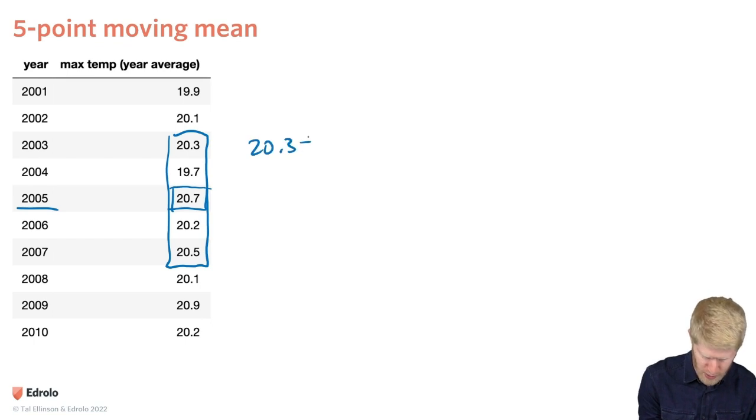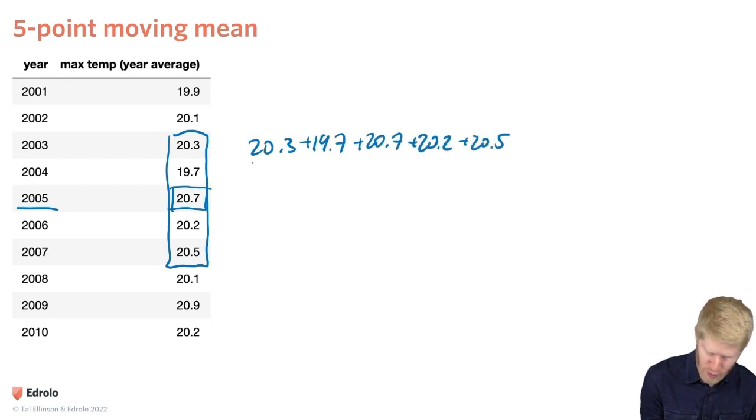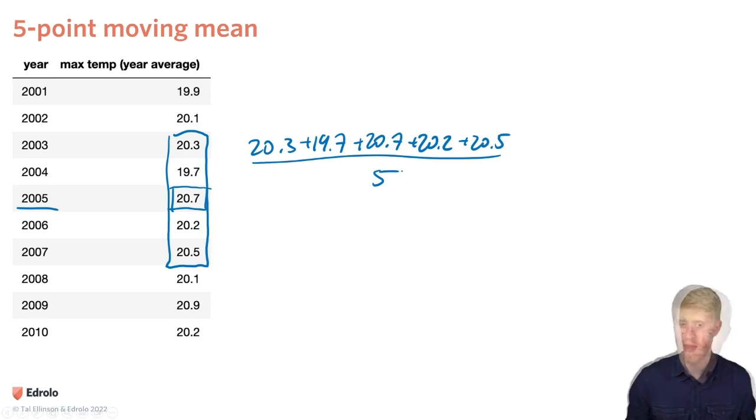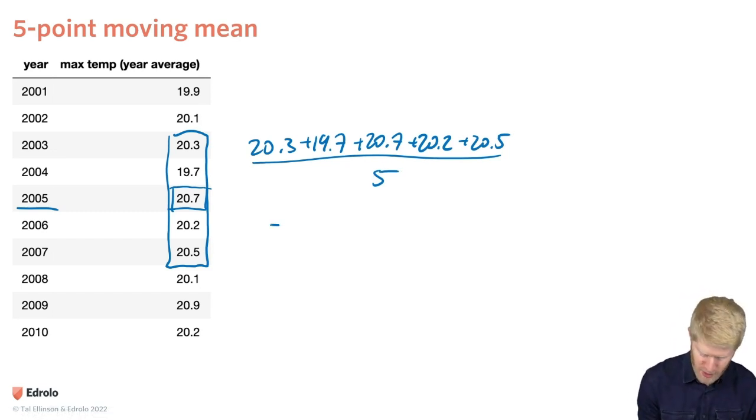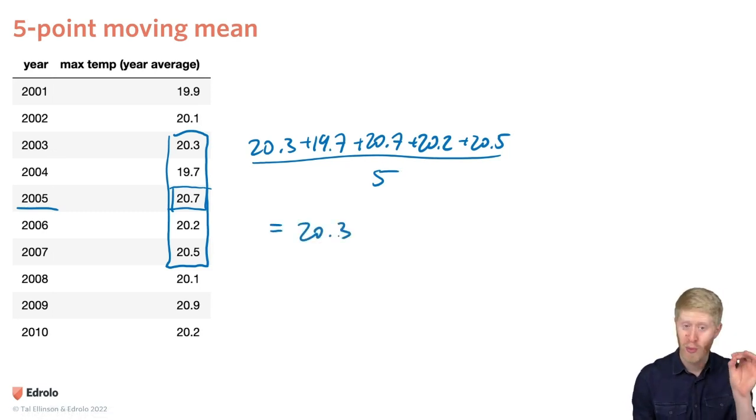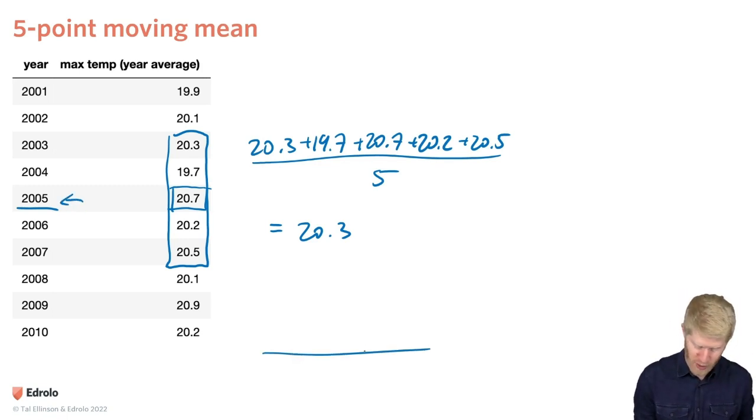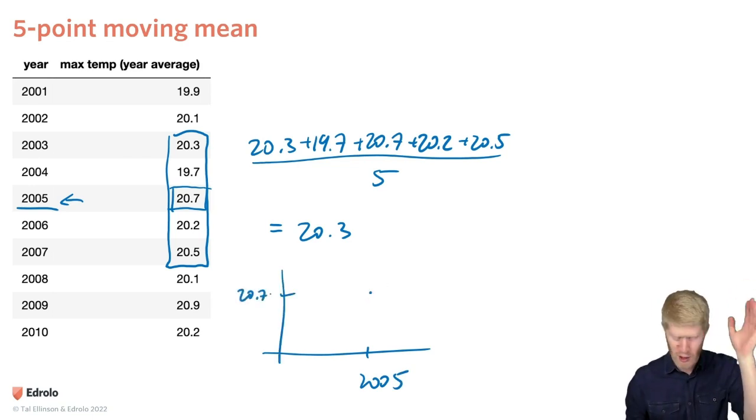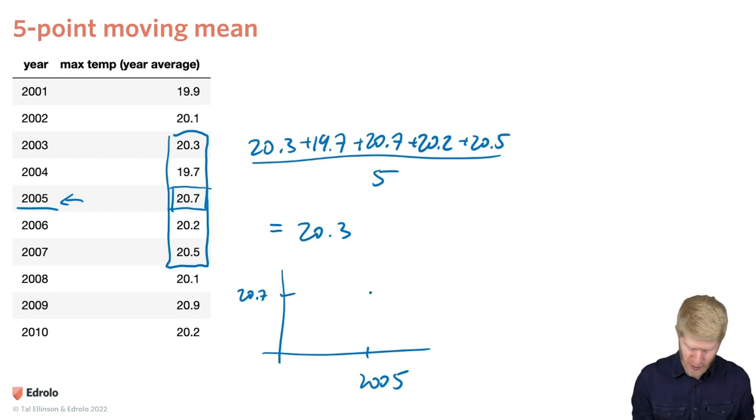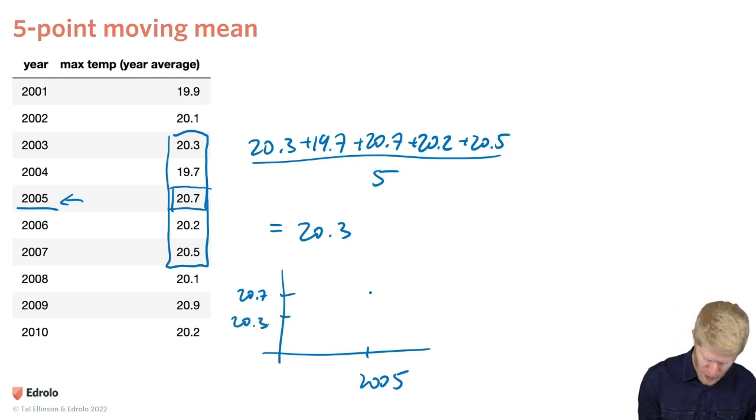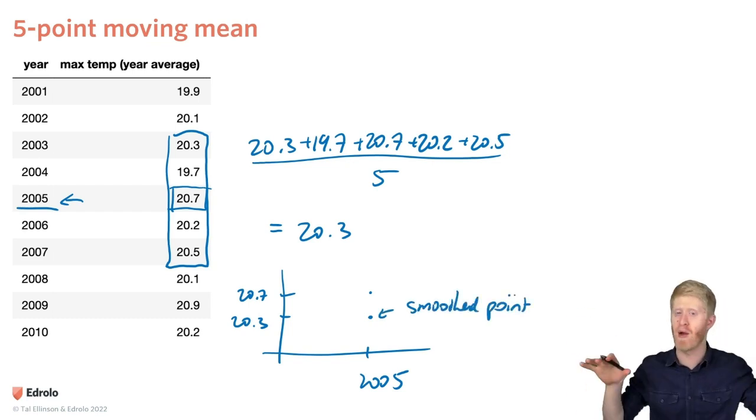We'll go 20.3, 19.7, add them all up, divide them by the number of points, i.e. we're going to take the average, and we get 20.3. So we would replace the point 2005 with a point 20.3, i.e. if there was a graph, previously on the graph, the point was 20.7, but that could be a bit of a fluctuating point. By now taking the average of the surrounding points, we get to replace that with 20.3. That is the smoothed point. It's balanced out by all of its neighbors.